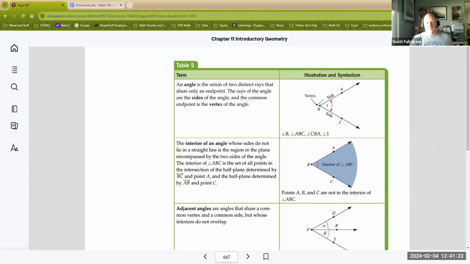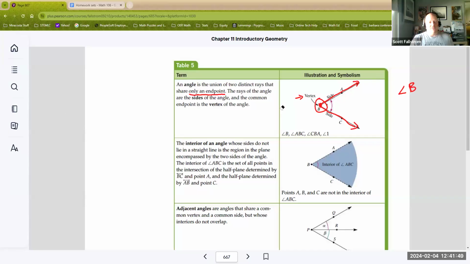Well, an angle is formed with a single point and then two rays that come together. Those rays share only an endpoint. That's what they do here. That endpoint is called the vertex. The other pieces, which are the rays, are known as sides. The way we label this, we can just call this angle B if it's very clear.